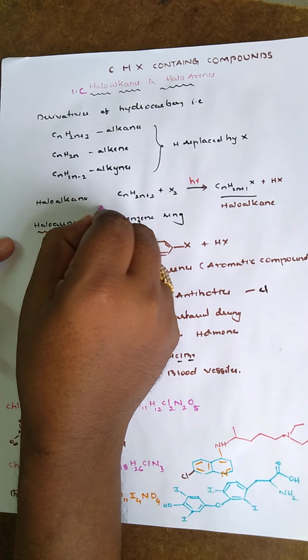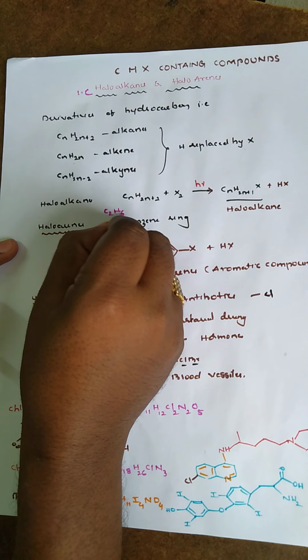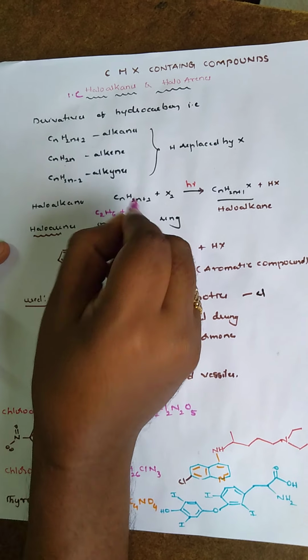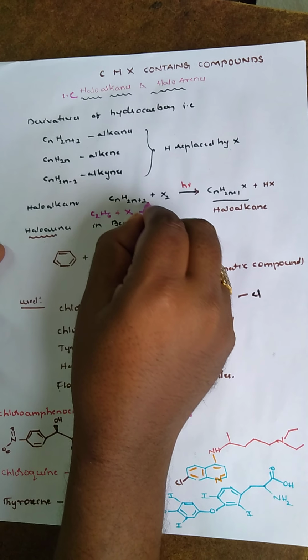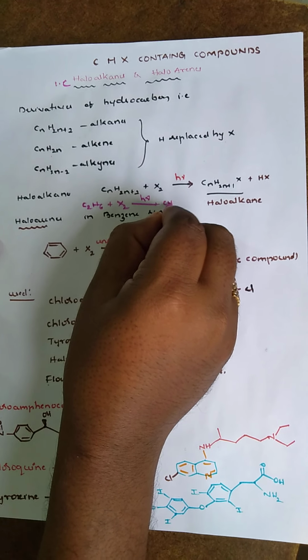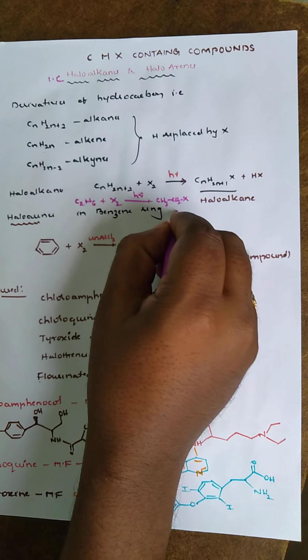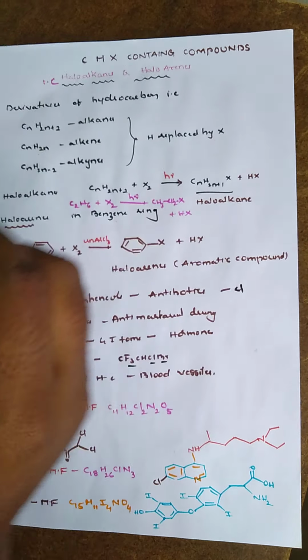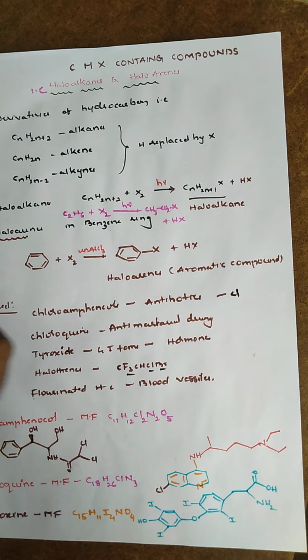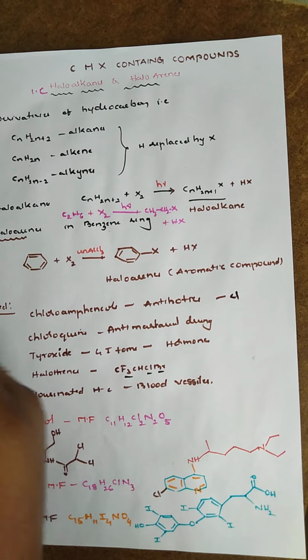For example, ethane C2H6 is reacted with halogen in the presence of sunlight to form ethyl halide and HX. The simple derivatives of alkanes are known as haloalkanes.